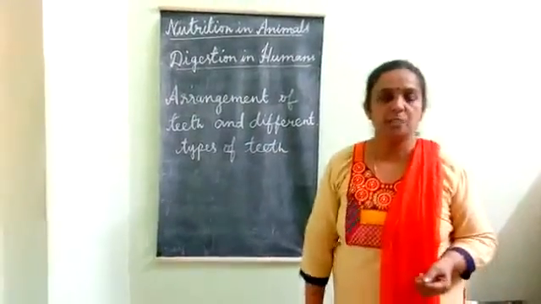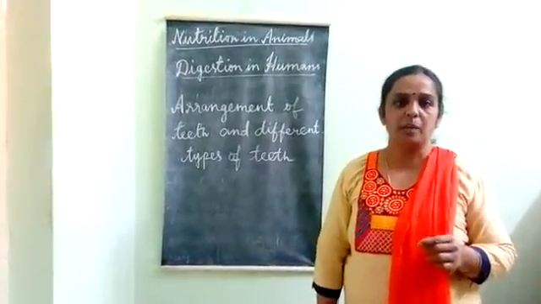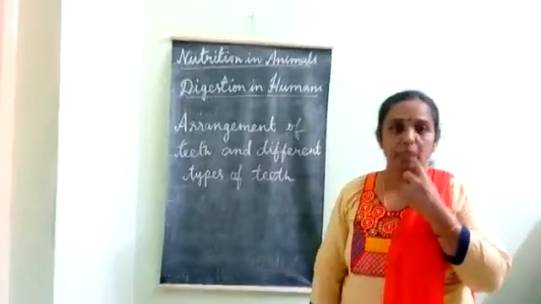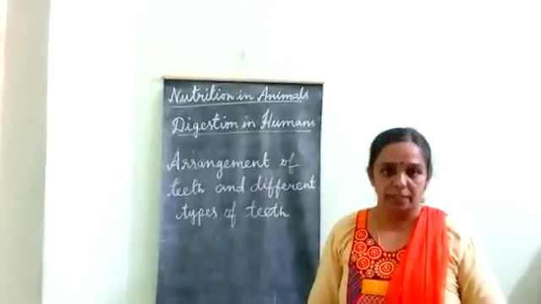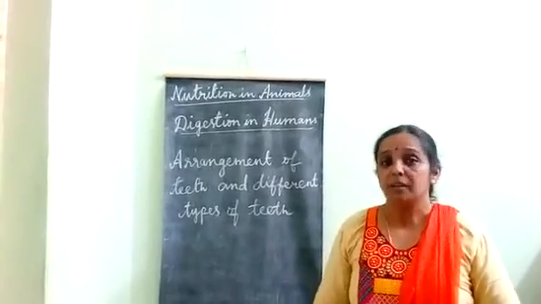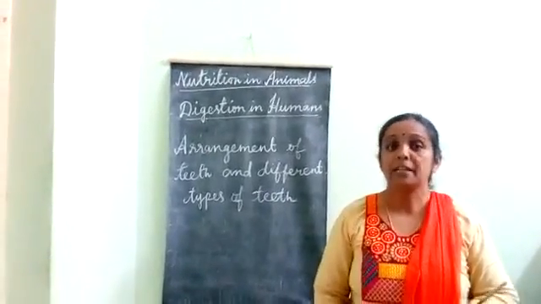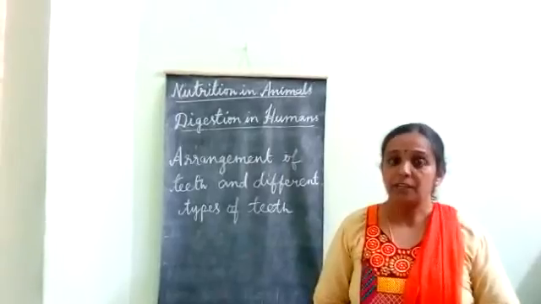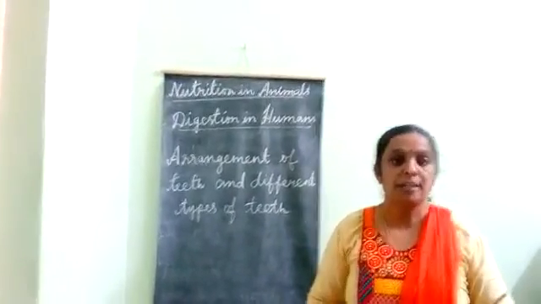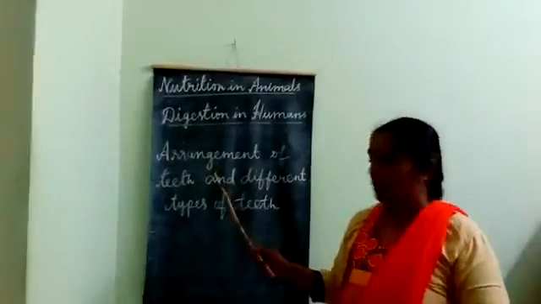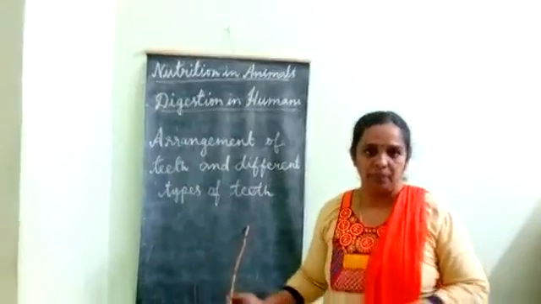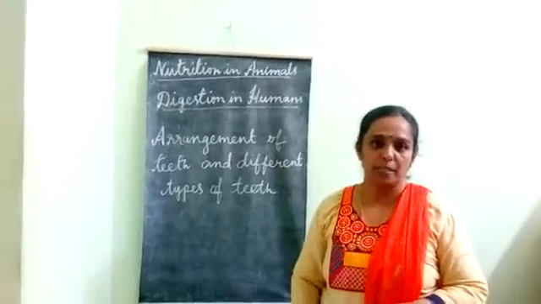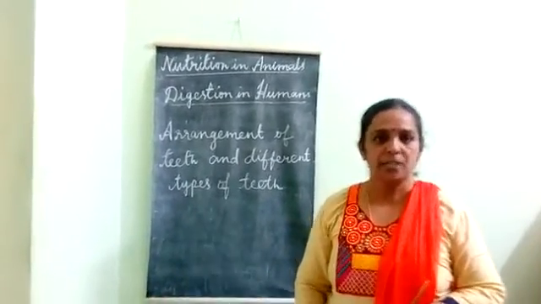So the food is broken down into pieces with the help of teeth. How do the teeth work? What is the function of teeth? Then we have learned the different types of teeth. There are different types of teeth that perform different functions in the mouth. So let us see the arrangement of teeth and the different types of teeth, and how they break the food particles inside the mouth. So let us see that.